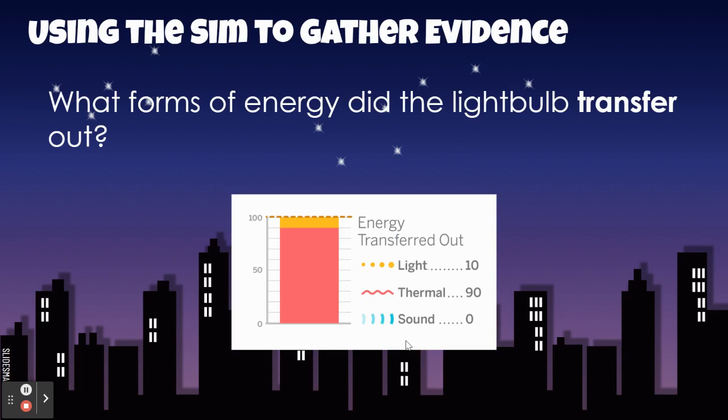Well, if we look at our graph here, we got 10 for light. That's not very much, is it? But I got 90 for heat. These little red squiggles meant heat, thermal energy. When I turned on my light switch, I was not expecting to get any heat from my light bulb. But if you've ever accidentally touched a light bulb that has been on, you know that they get really hot.